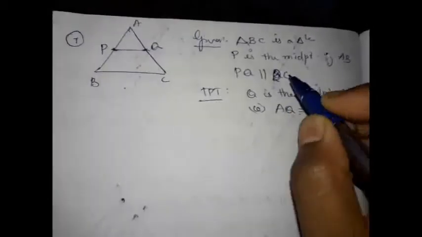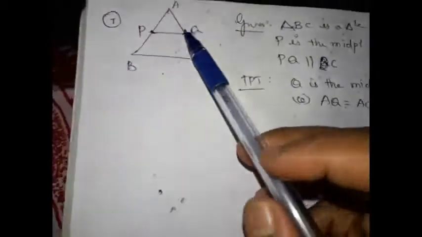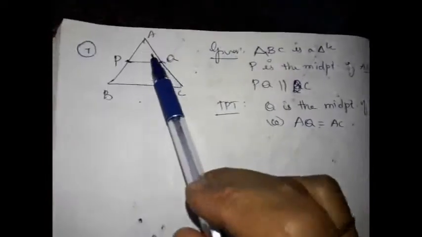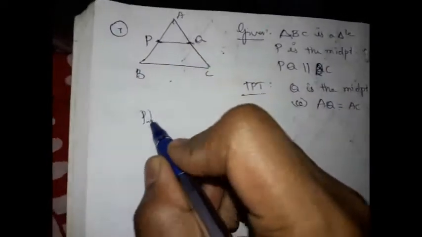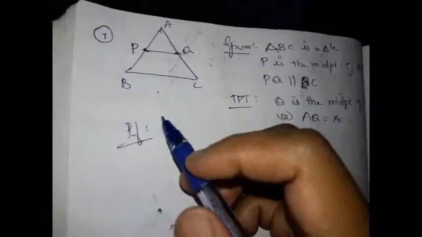PQ is parallel to BC. We need to prove that Q is the midpoint of AC, that is, AQ is equal to QC. How can we prove this? By using the basic proportionality theorem.